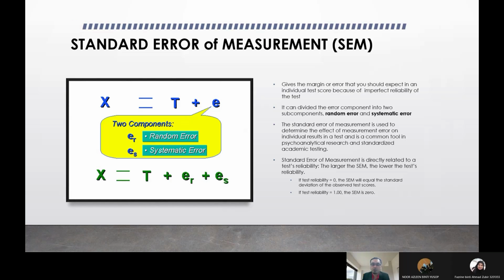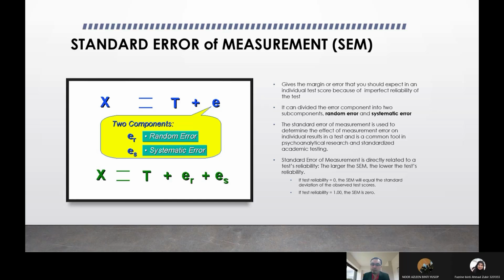Okay, standard error of measurement. So apa yang SEM ni boleh bagi tahu kita? It gives the margin of error that you should expect in an individual test score because of imperfect reliability of the test. So for easy understanding, SEM ni dia bagi guide. Okay, let's say kalau kita guna this type of instrument, so how much error that you should expect from this instrument. So this is what SEM is all about.